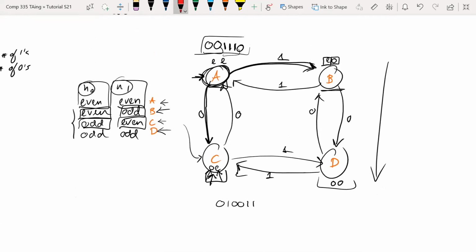So just first of all, I have an odd number of ones and an odd number of zeros. So what should happen is I should go in state D, right? So let's see if that happens.